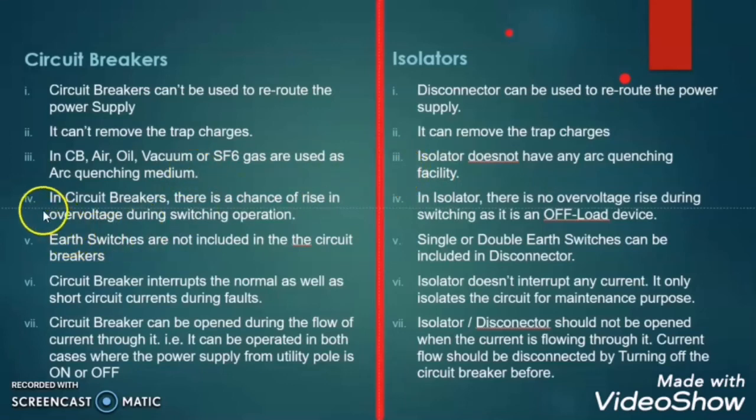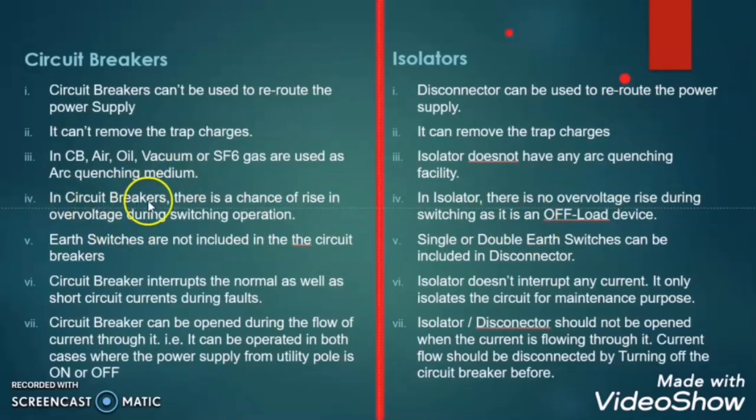Now let us move to the other difference. In circuit breaker, there is a chance of rise in over voltage during switching operation. In isolator, there is no over voltage rise during switching, as it is an off-load device. The reason is the same. As I told you, the circuit breaker can be turned on and off when there is a load running, but the isolator is always turned on and off when the load is off, when the load is not running.